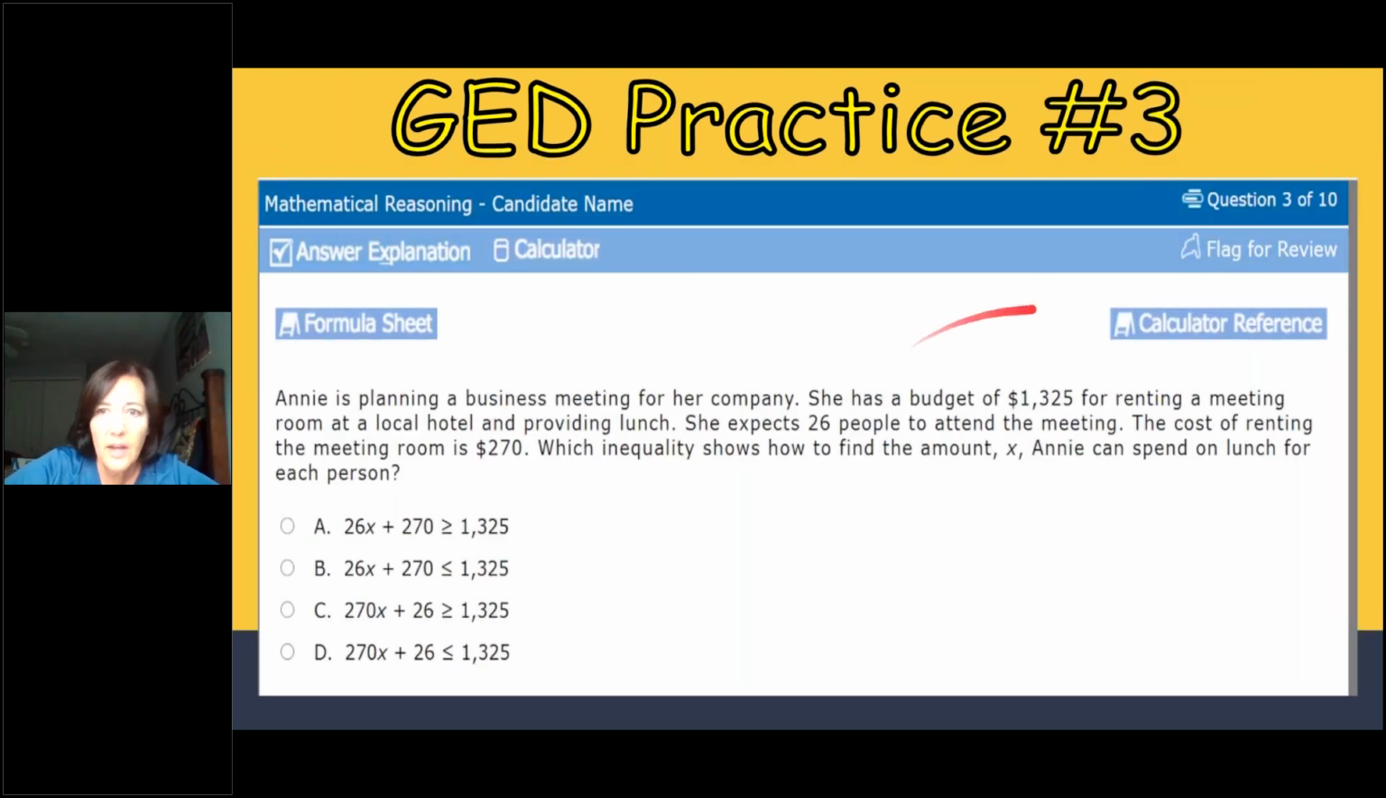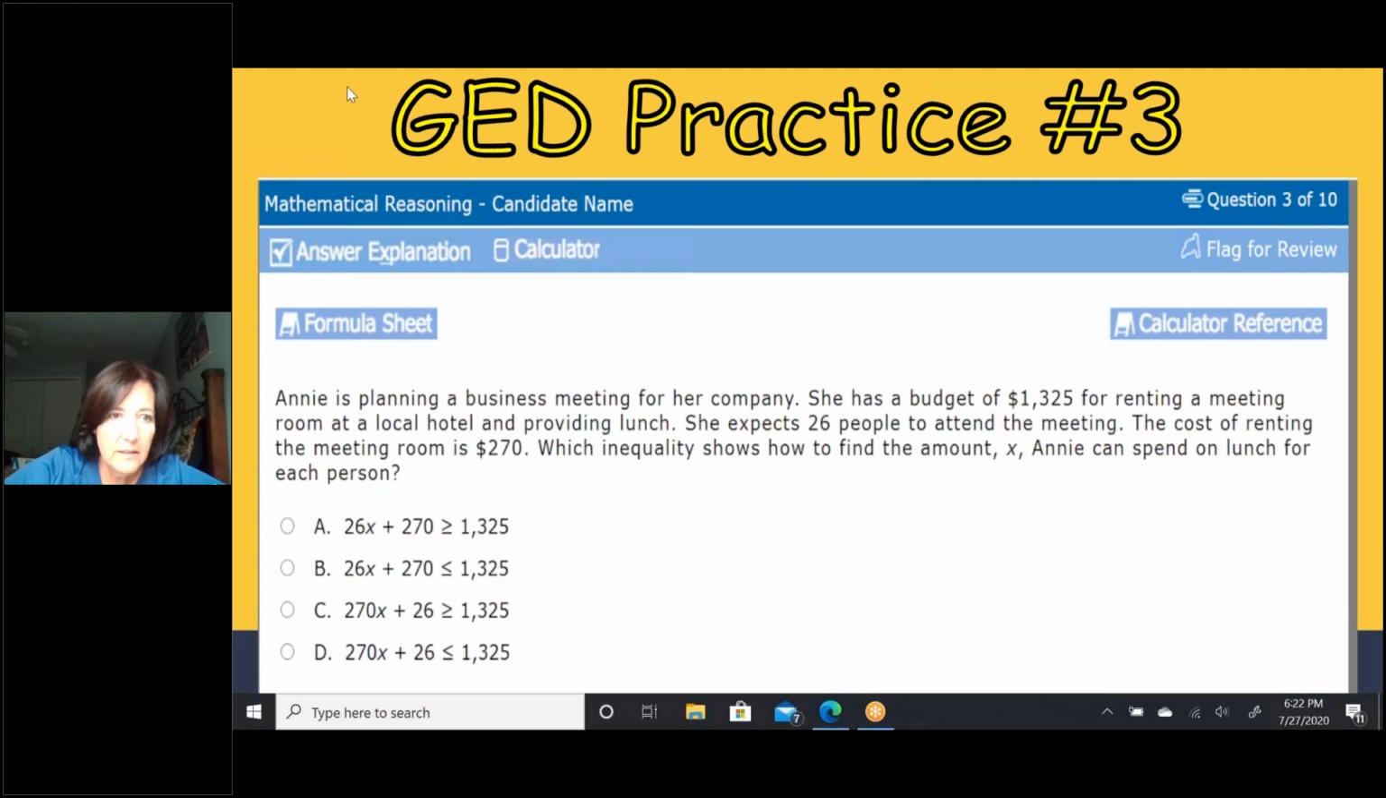Question number 3. Annie is planning a business meeting for her company. She has a budget of $1,325 for renting a meeting room at a local hotel and for providing lunch. She expects 26 people to attend the meeting. The cost of renting the meeting room is $270. Which inequality shows how to find the amount x that Annie can spend on lunch for each person?